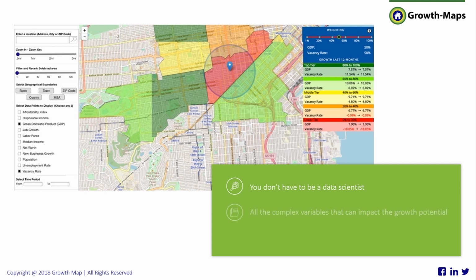We took all of the complex variables that can impact the growth potential of a real estate investment and then converted it into a growth map that anyone can use to see what's going on in a particular area. Find out at a glance the areas that are less likely to grow and those that have the most favorable factors for growth. You can do it all with Growth Maps, and it's fast and easy. Don't invest in real estate without it.